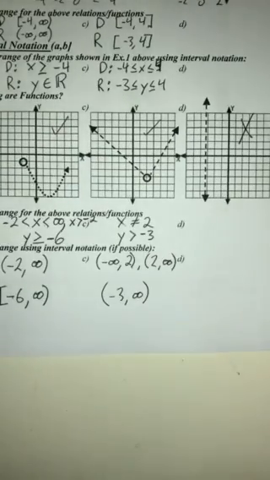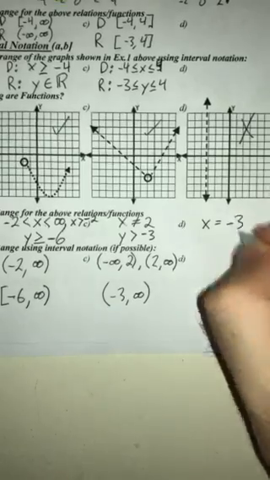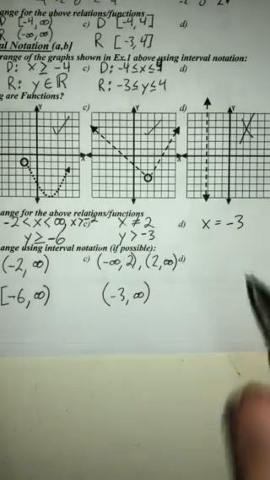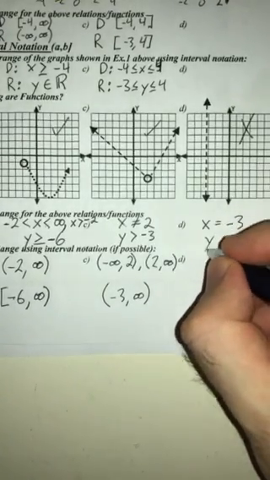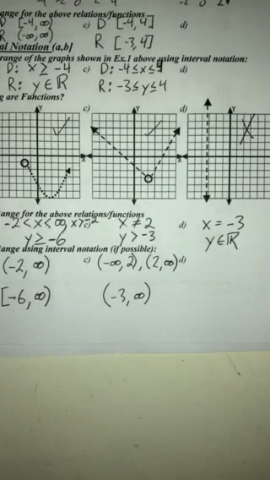Last one, this little tricky one, x is only equal to -3. That's it. For y, it is any real number because it goes up forever and ever and down forever and ever.